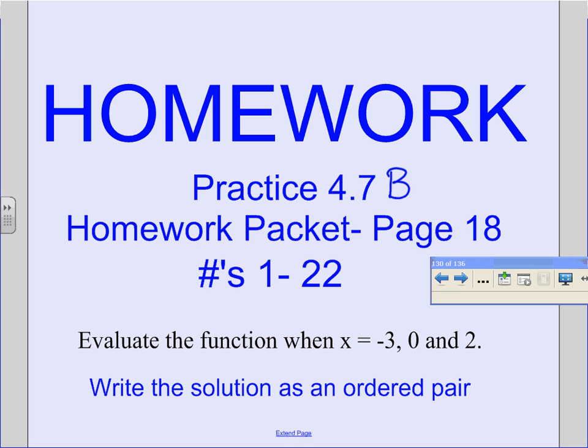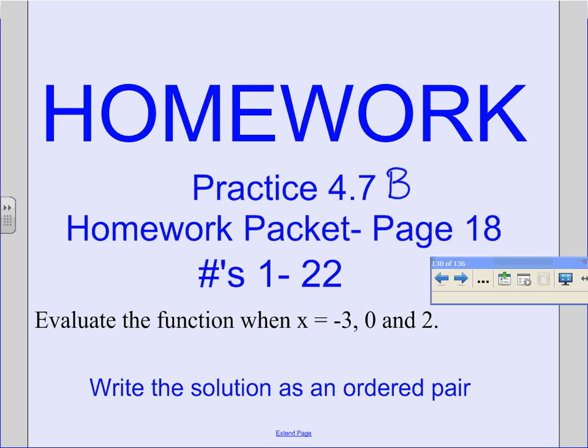You're going to do all of them. Please make sure that you write your answer as an ordered pair. Okay, please make sure you're careful with the directions. If they give you x, you need to find f of x, which is y. If they give you the f of x value, then you need to plug that in for f of x and find what x is.